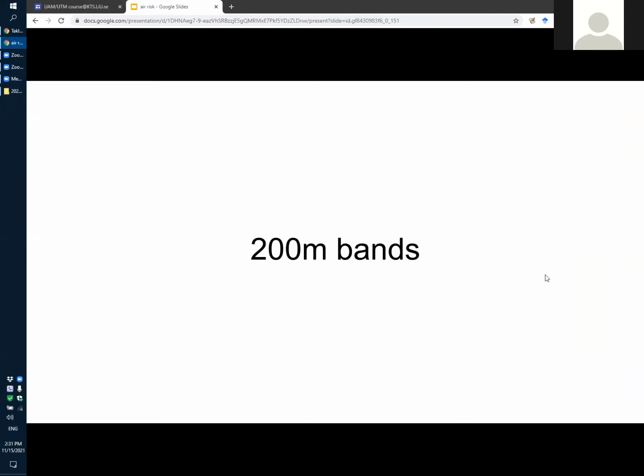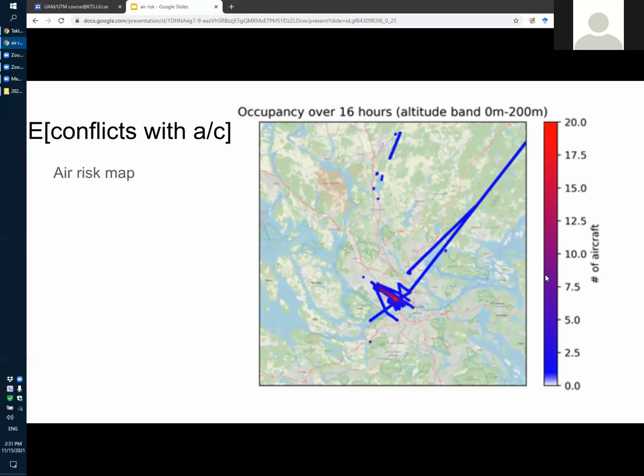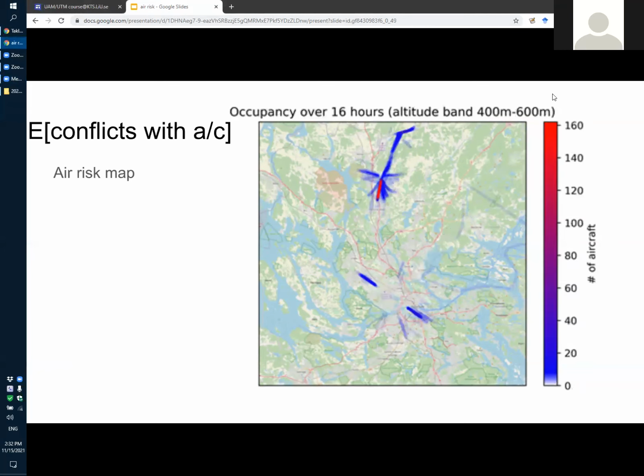The other thing is that, of course, we don't have to reserve the full height of the airspace for UAM. After all, they have some vertical precision, and if they can measure the height and stay on the height with a precision of plus or minus 100 meters, then we can look at the available airspace in 200-meter bands. And here it is, again, the same maps: the expected number of conflicts with aircraft at different pixels in the Stockholm area. This is the one from the ground to 200 meters. I will be showing a few others, and you will see how it changes. So here is 200 to 400, and so on and so forth.